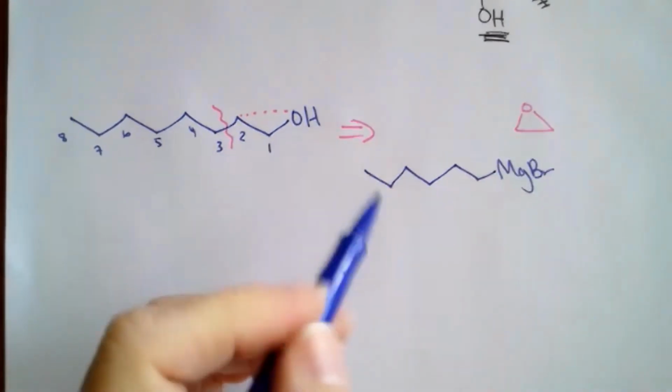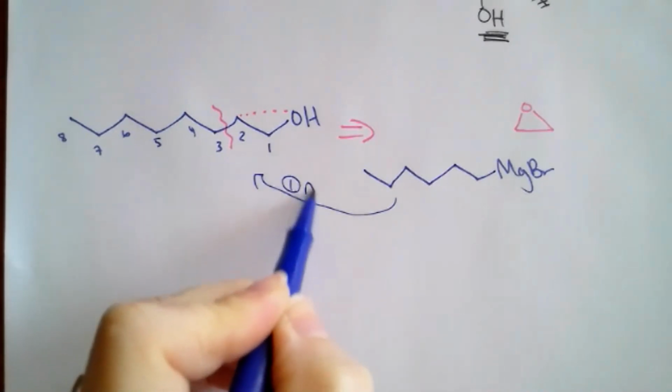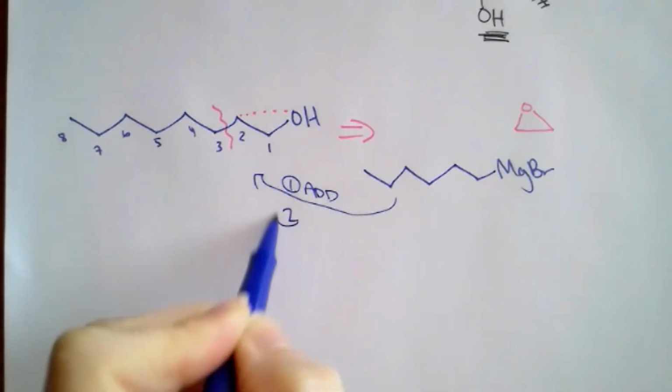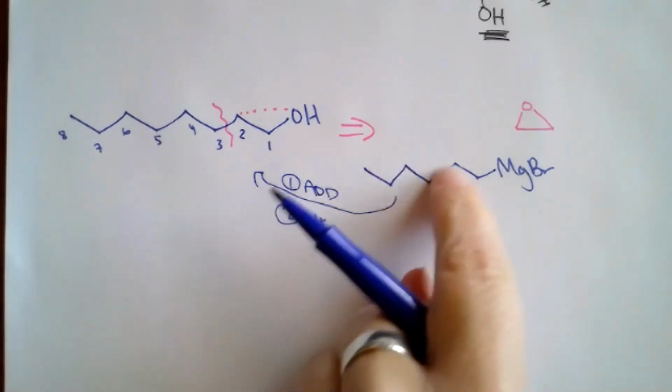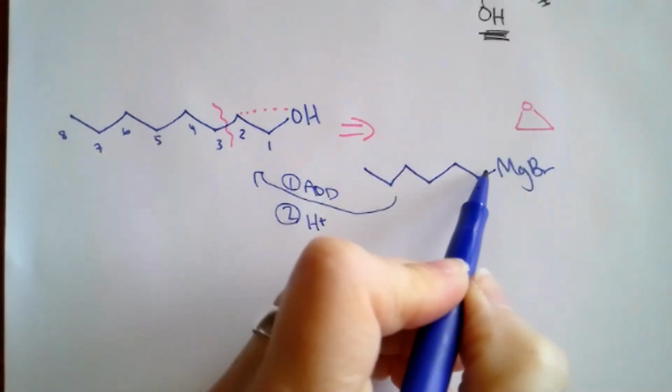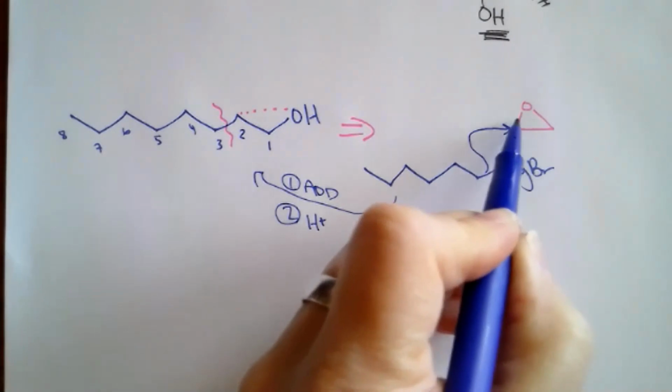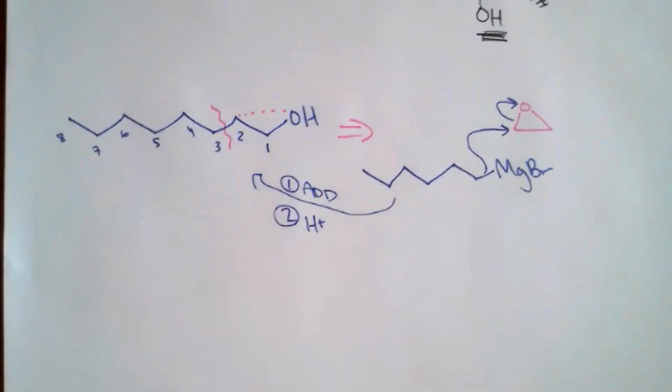So I'm going to synthesize this from this 2-carbon epoxide and this 6-carbon Grignard. I'm going to add those 2 together, and I'm going to follow up with acid workup. Acid workup must be the second step, the follow-up step. Do an extraction something. 1, 2, 3, 4, 5, 6 carbons. You don't have to draw this part, but it would attack here and bust that open.